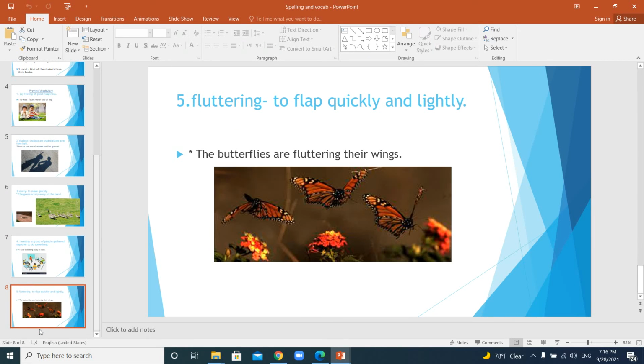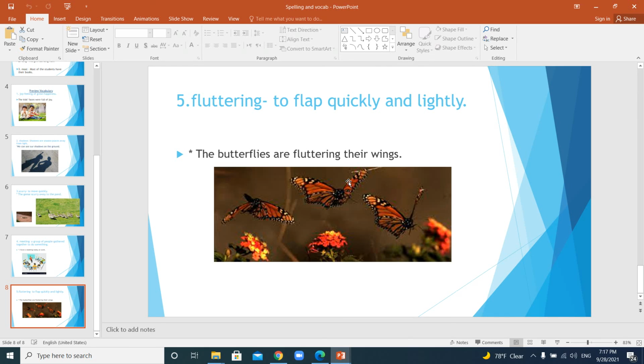Next, the word fluttering. Fluttering means to flap quickly. Remember, we said flap means to move the wings up and down. So fluttering means to flap your wings fast and quickly, such as butterflies and birds. Okay? And the sentence that we used was, the butterflies are fluttering their wings.